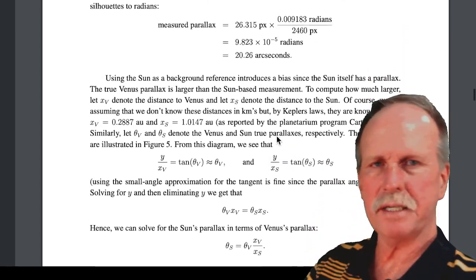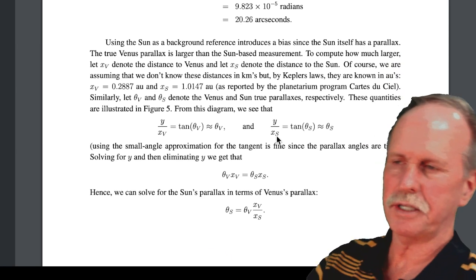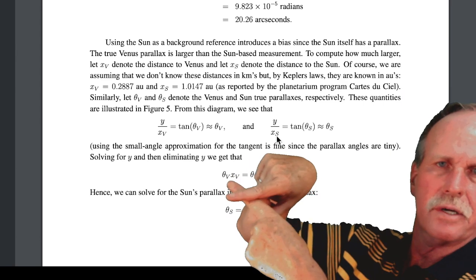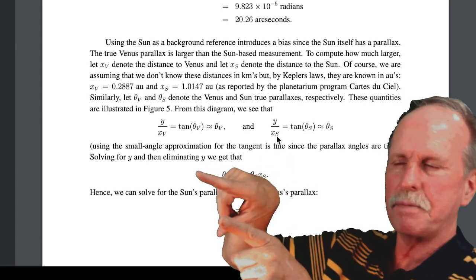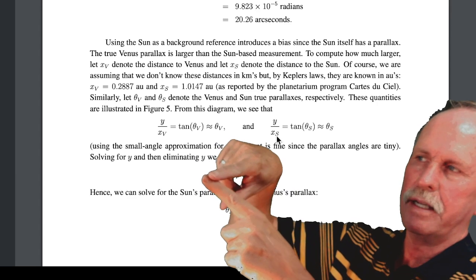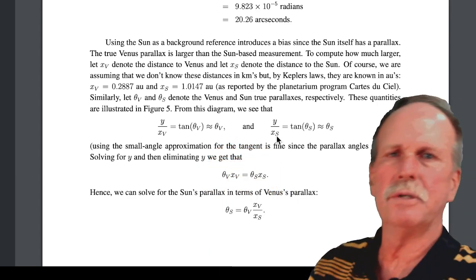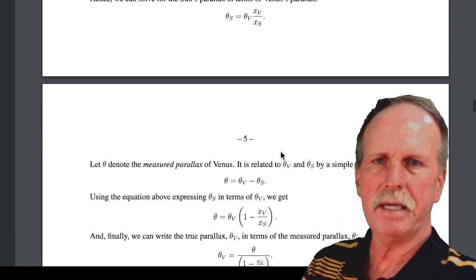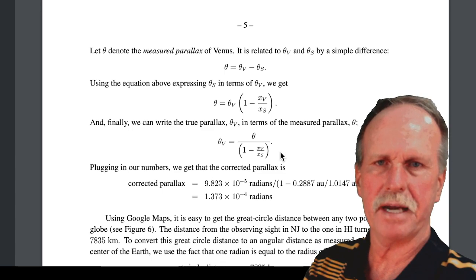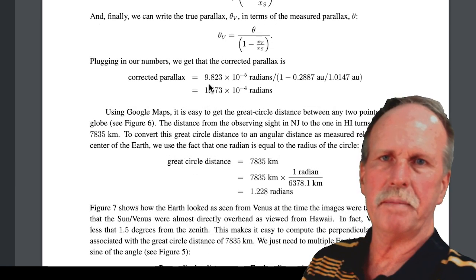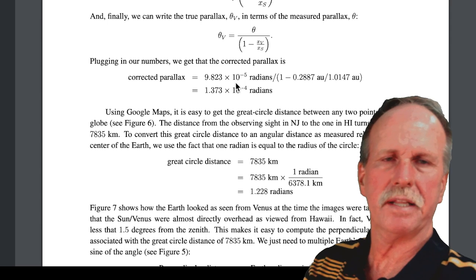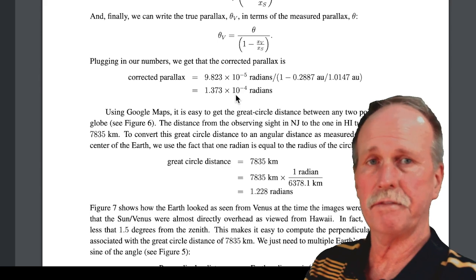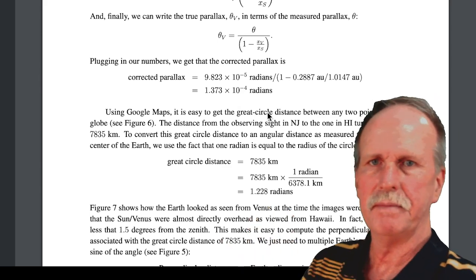Now, this has to be corrected because the sun itself has a little parallax. If you were to take your two observers and look at the silhouette of Venus, it's going to cross at Venus. However, if those same two observers looked at the center of the sun, it would cross at the center of the sun. That's the solar parallax. And that has to be taken into account for an accurate measurement. And he was able to do that, and here's his mathematics for it. And as you see, he went from 9.823 times 10 to the negative 5 radians to 1.373 times 10 to the negative 4 radians. So it went up a little bit.